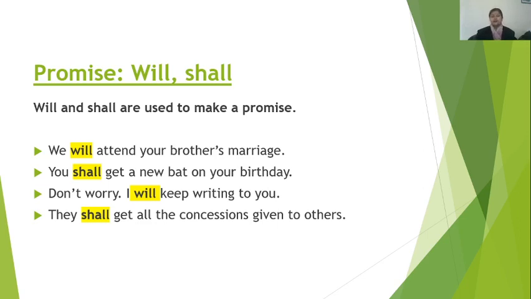We will attend your brother's marriage. It means that you are making a promise that you will be there at his brother's marriage. You shall get a new bat on your birthday. It means that you are making a promise that the person is going to get a new bat on his birthday. Don't worry, I will keep writing to you. So here you are making a promise that you are going to stay in touch with that person. You are not going to leave him alone. You will keep writing to him.